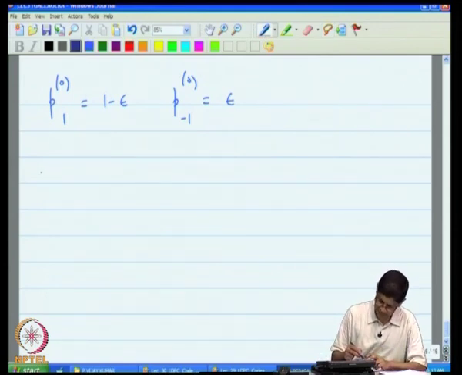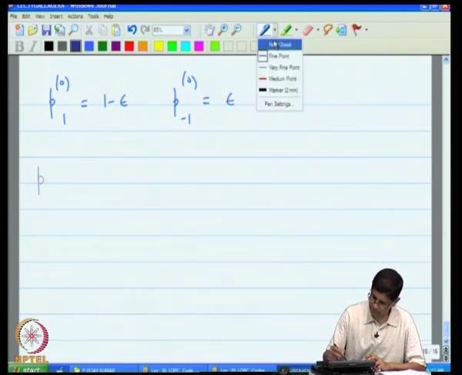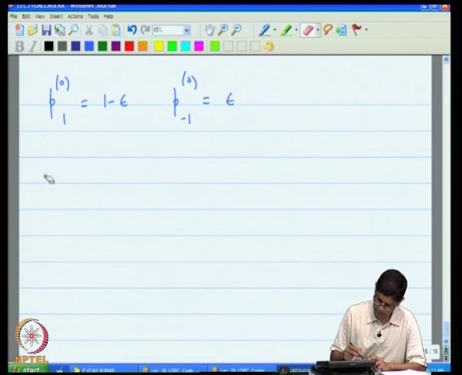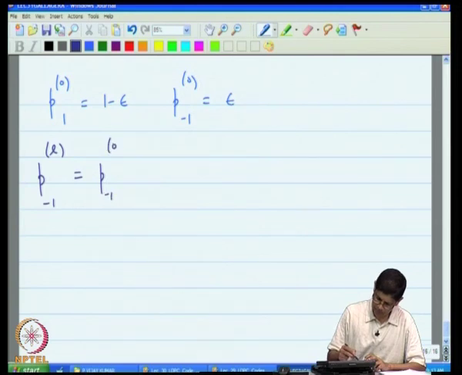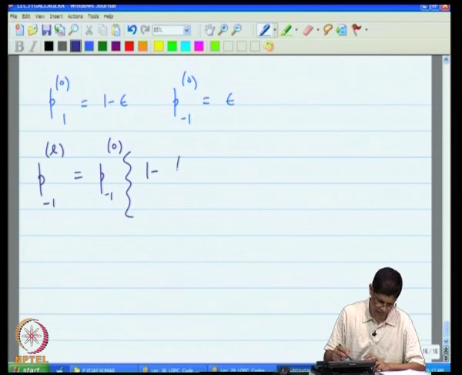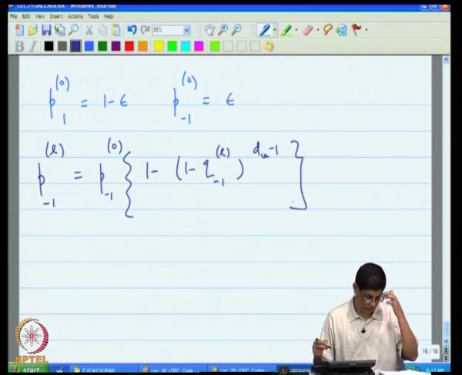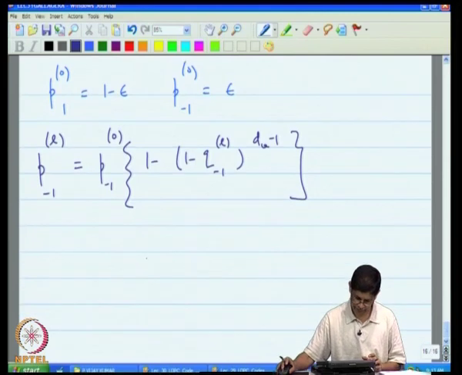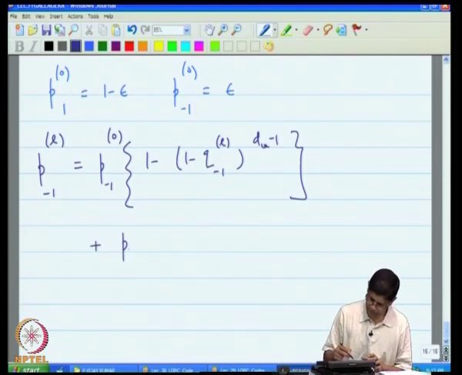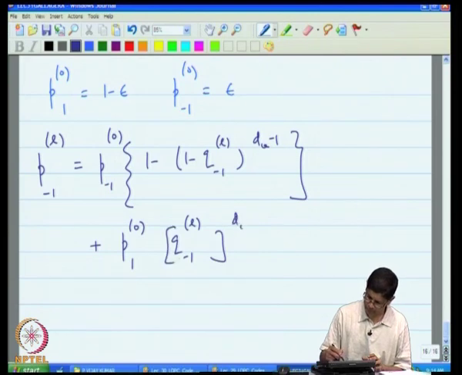Thereafter, we can actually say that p_{-1} of L is p_{-1} of 0 times (1 minus (1 minus q_{-1} of L))^(dv minus 1), plus p_1 of 0 times q_{-1} of L to the dv minus 1.